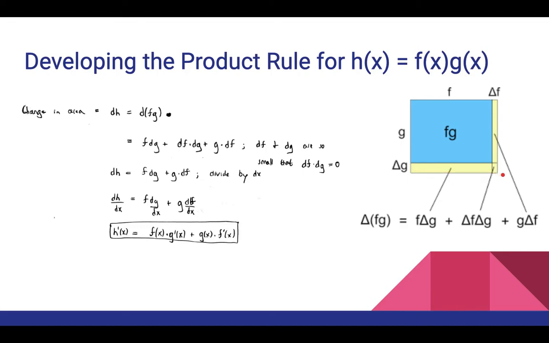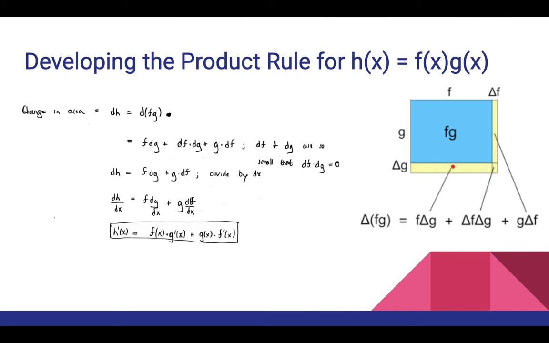This change in area is represented by the kind of vanilla looking section right here. Vanilla, nice little rhyme there. And we'll call this area dh, or delta h. So dh is going to be equal to the change in area. So if we apply geometry here, we see that dh is going to be equal to the area of this vanilla section plus area of this vanilla section plus area of this vanilla section.